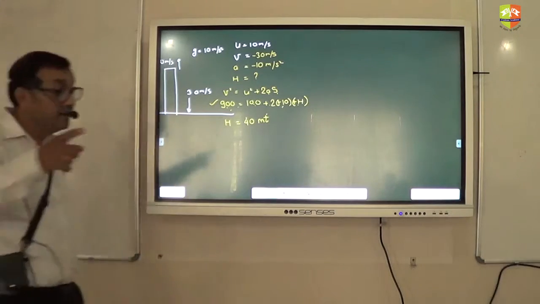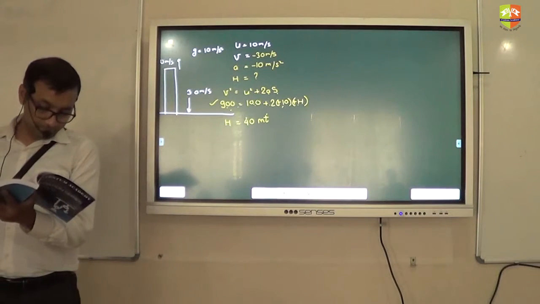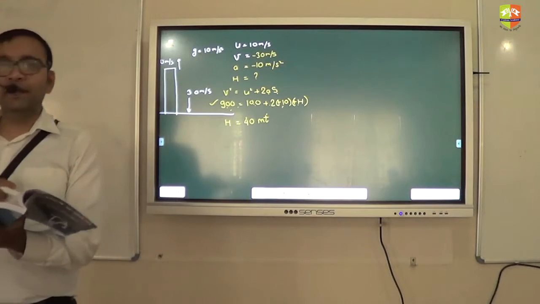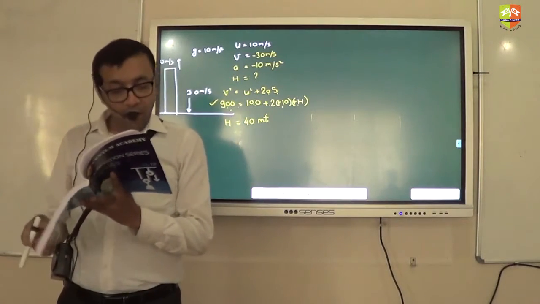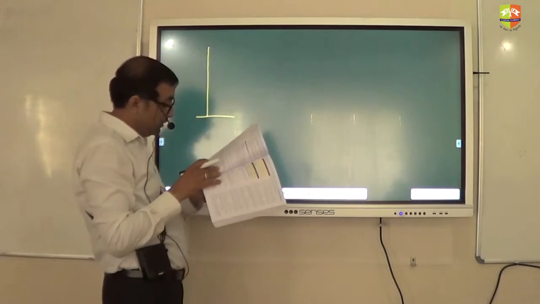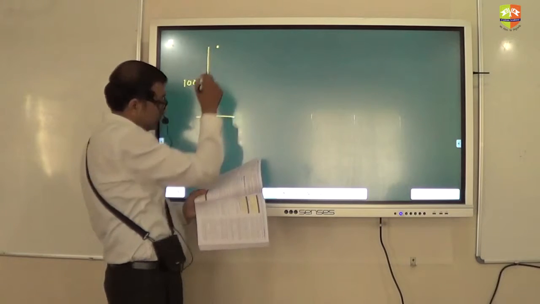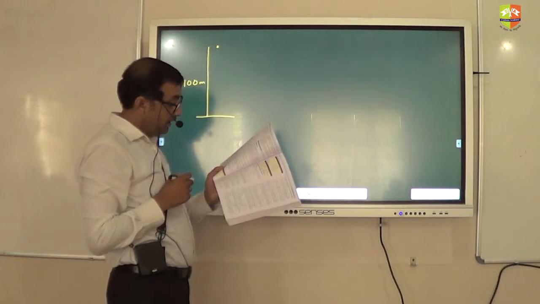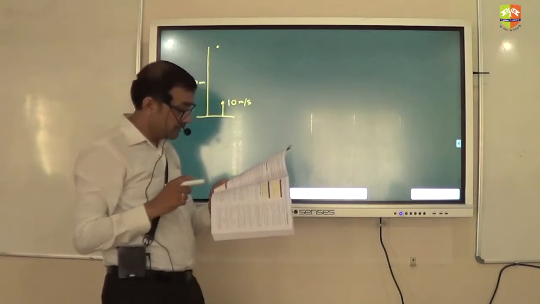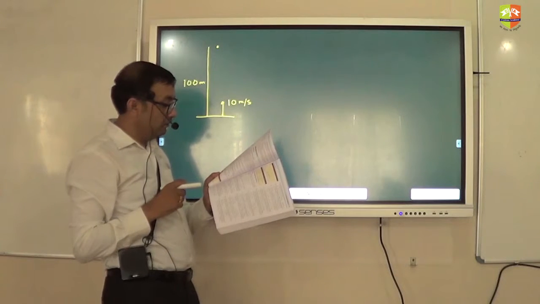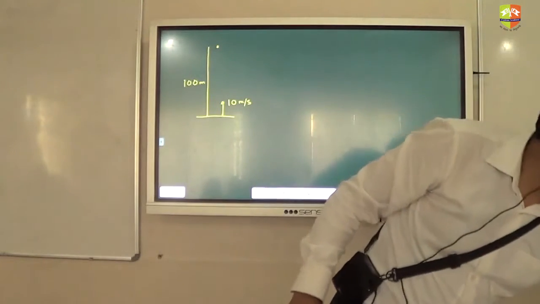Okay, 36th. From a height of 100 meters, a ball is dropped. Another ball is thrown vertically upward with the velocity of 10 meter per second. Find the time after which the balls will be at the same level. Find the time at which both of them will be at the same level.